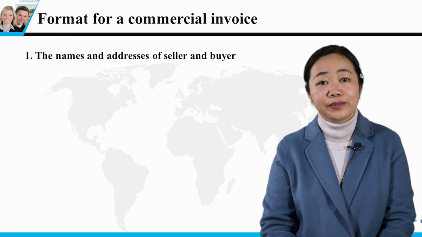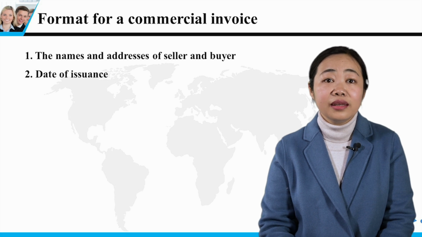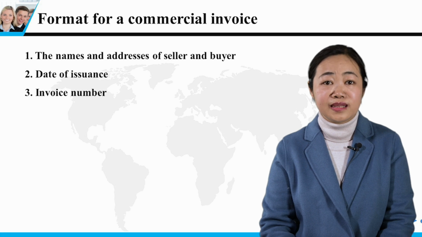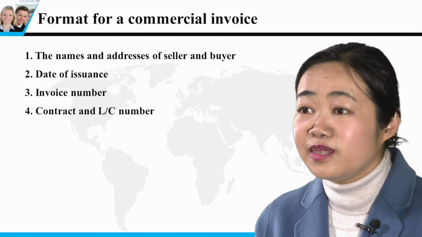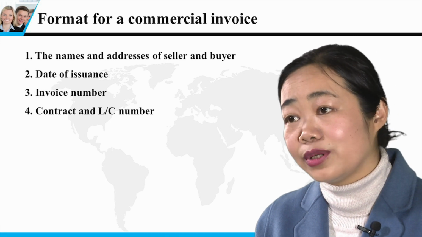Now, number 2, date of insurance. The date of insurance can be earlier than the insurance date of the credit, but cannot be later than the expiry date of the credit and the latest day of presentation. Number 3, invoice number. It is numbered by the seller who issues the invoices. Number 4, contract and LC number. The LC number may not be shown if there is no requirement by the credit.